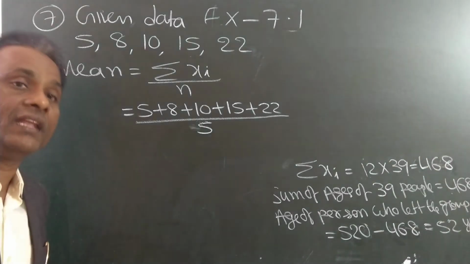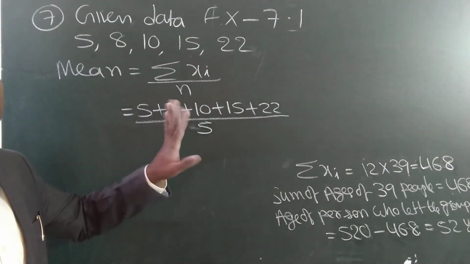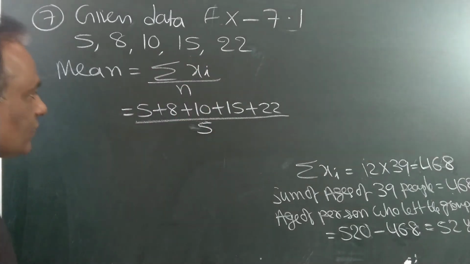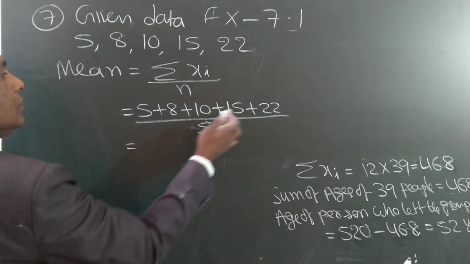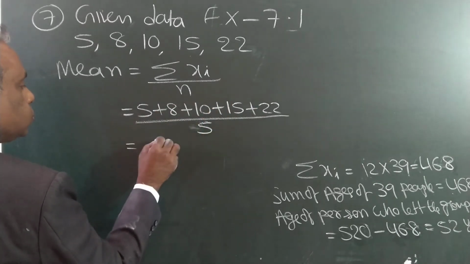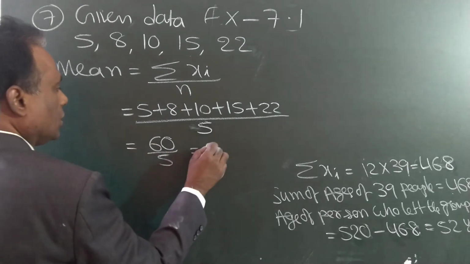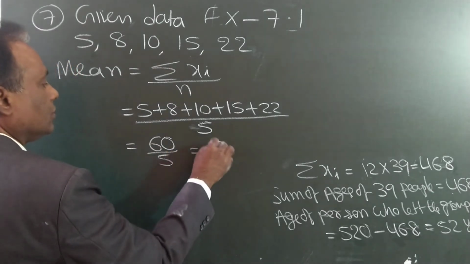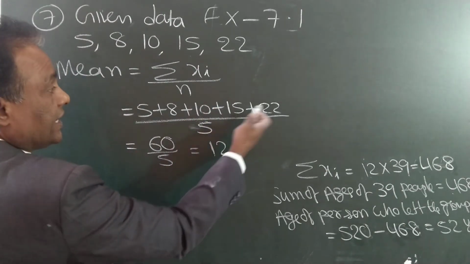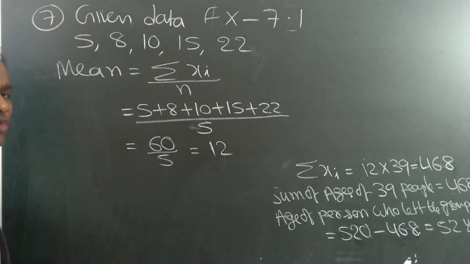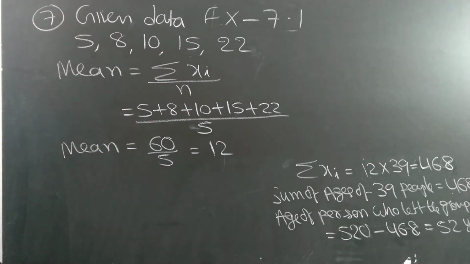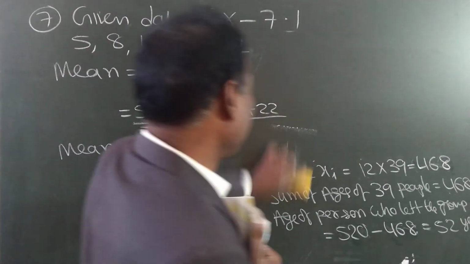So I am finding the mean. Some numbers are given. Find its mean. 5 plus 8 plus 10 plus 15 plus 22 by 5. So what is the answer? 12. You just check it. 5 plus 8, 13, 23, 38, 60. 60 by 5 is 12. Mean is equal to 12. This is the mean. But what is the question? Just see the question.